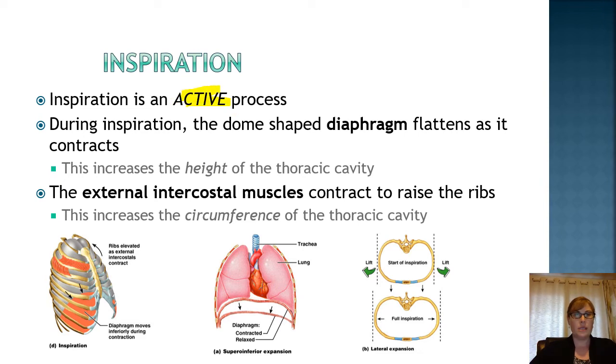Active process. So during inspiration, the dome-shaped diaphragm flattens as it contracts. So it's going to be here normally, and when you inspire or breathe in, it's going to go flat, and that means that the lung will be able to get taller. The thoracic cavity is going to go up. And then, of course, the intercostal muscles, the external intercostals, are going to raise the ribs up, and it makes it wider. And so the whole shape of the thoracic cavity changes from here to here just by the contraction of those two muscle groups.